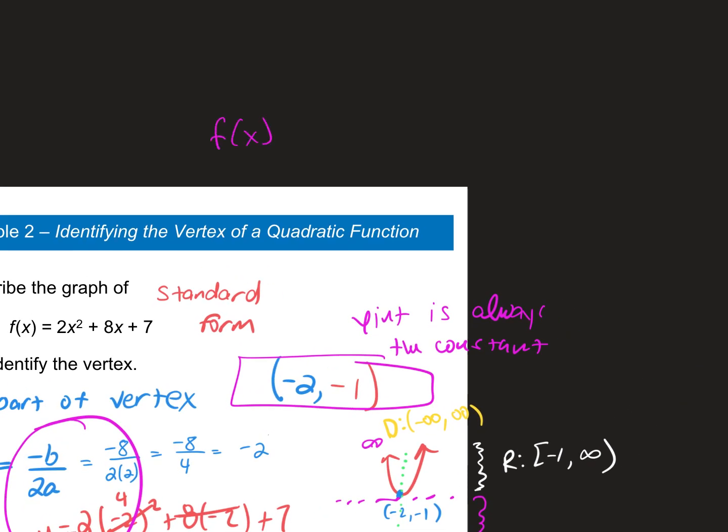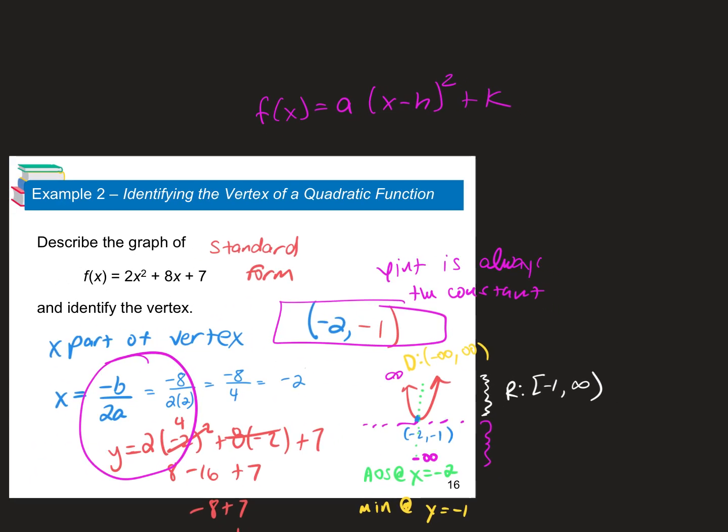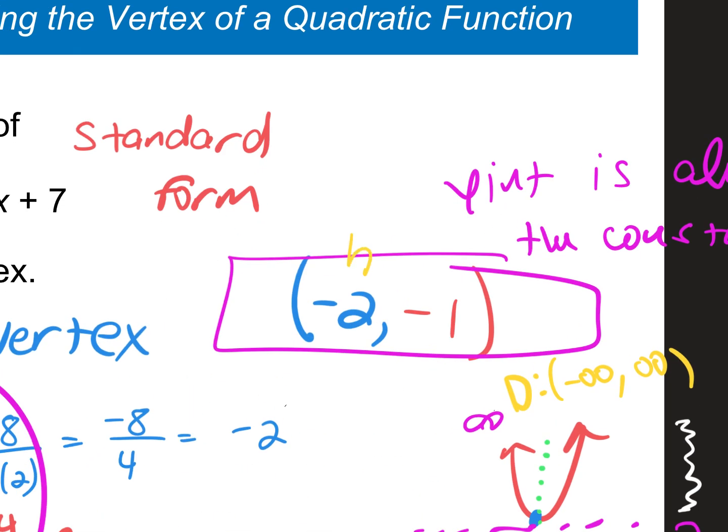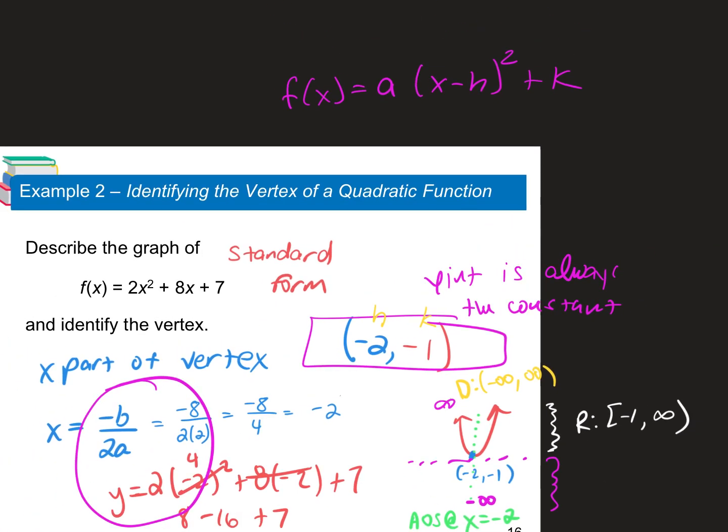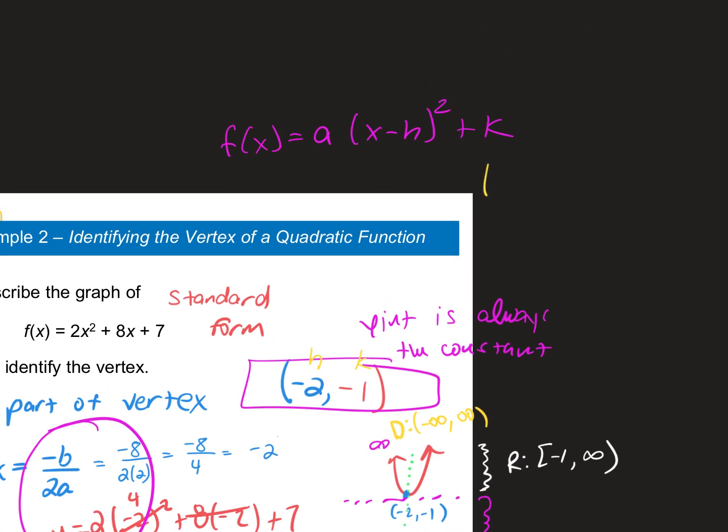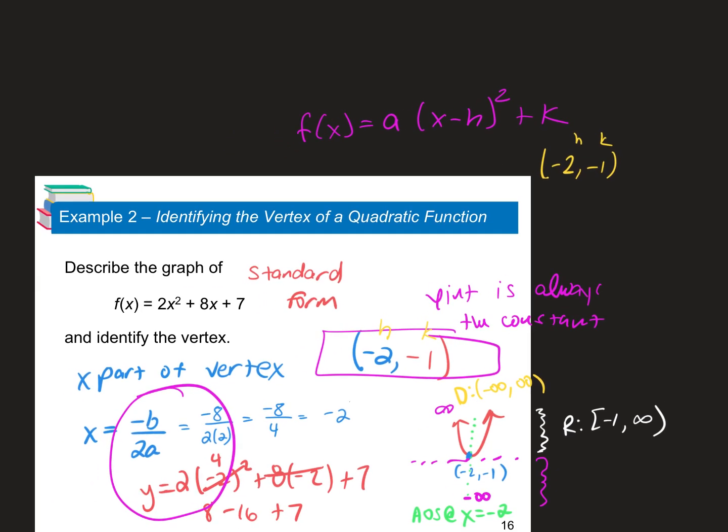Okay, so here is vertex form. f of x equals a times x minus h squared plus k. Well, the x and the y of your vertex are your h and your k in this formula. So if I know that my vertex is negative 2, negative 1, this is my h and my k. Do I know my a term, guys? What is it? a is 2.